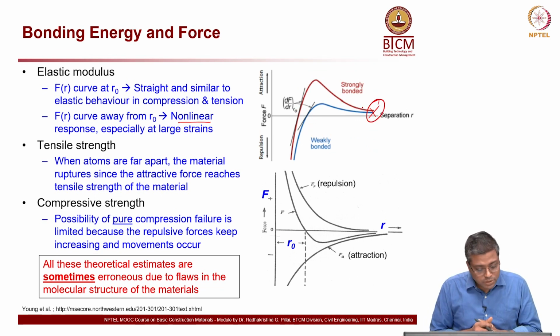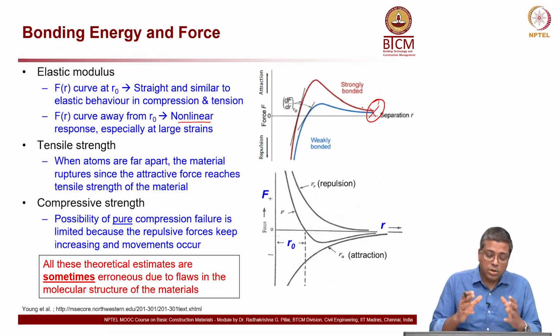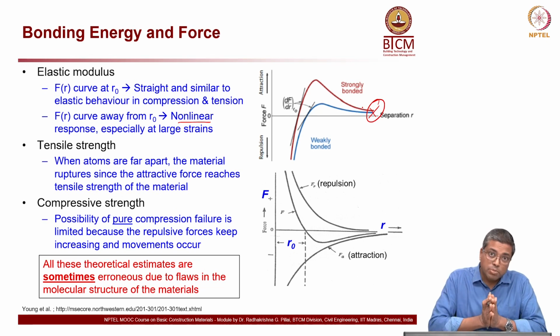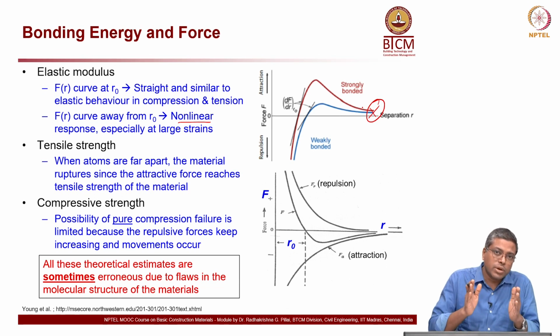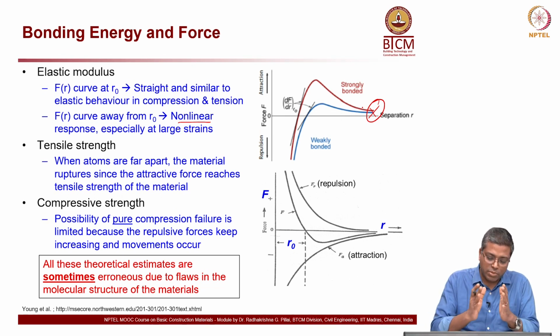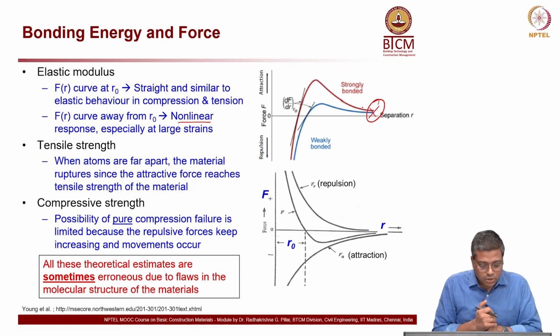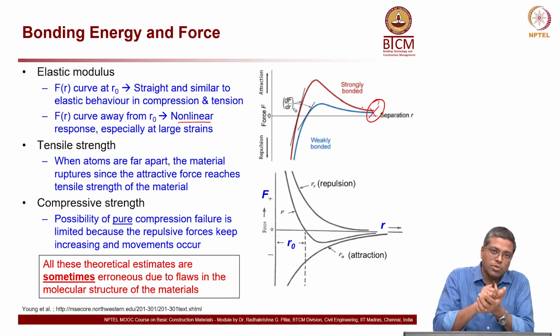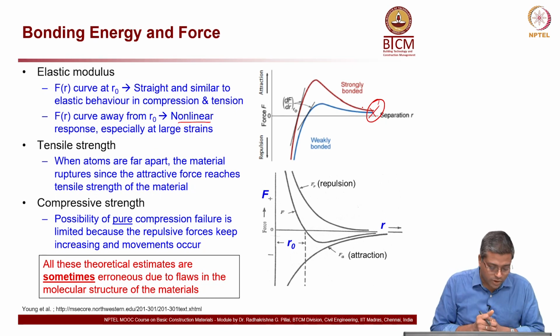Now, when you talk about compressive strength, the possibility of pure compression failure is very limited. Why? Because as you keep pushing the atoms together, repulsive forces are generated which prevent them from getting too close. But what eventually happens is that there will be some lateral movement, and the material will just try to slip. When you look at a concrete prism specimen, you will see that when you compress it, it does not compress by reducing the volume of the material, but rather it undergoes shear failure because of the horizontal movement.